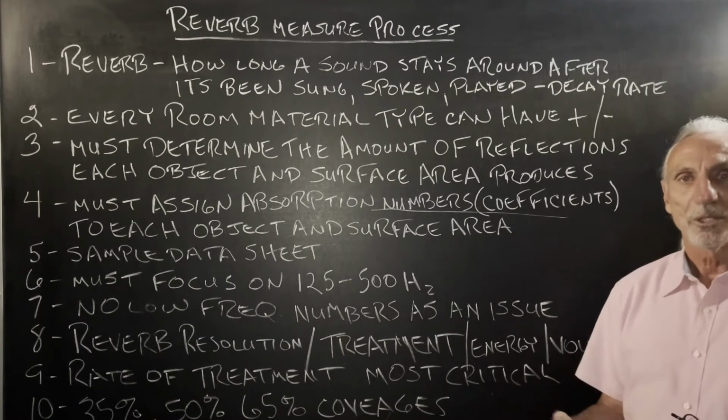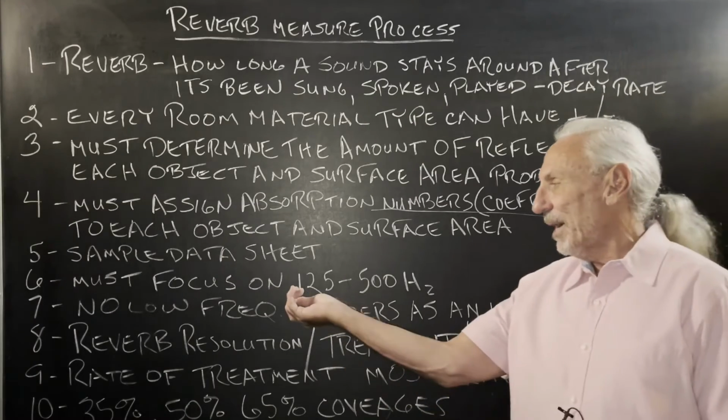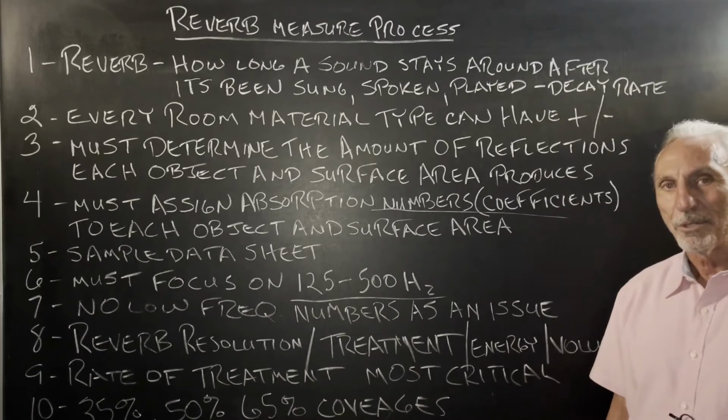Now it's all done with software, but I wanted to show you this example here of a data sheet. You can see the assigning that's going on in this brief clip here. So we look at every object in the room. We look at the square footage of each surface area. We look at the material type that surface area is made out of, because each one is a little bit different, right? But the bottom line is we have to focus for treatment on that 125 to 500 hertz region.